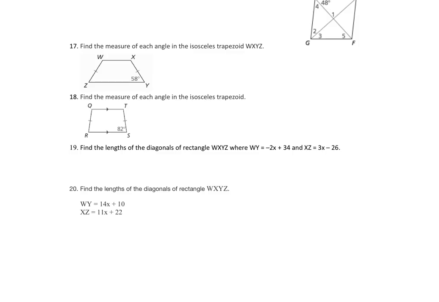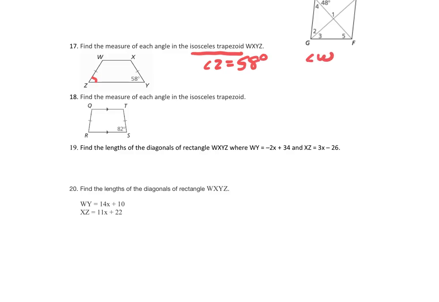Hey, 17 is an isosceles trapezoid. They tell me what type of figure it is. In an isosceles trapezoid, I want to find each angle. So the easy one to find would be Z. What do we know about an isosceles trapezoid? Just talked about it yesterday. Both bottom angles are going to be congruent. So angle Z is 58.